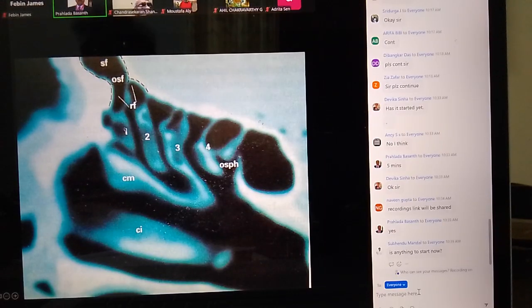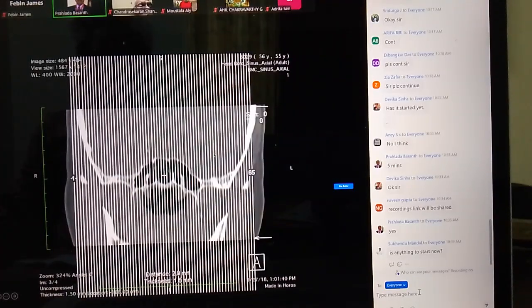Starting from the uncinate process, second the bulla lamella, third the middle turbinate lamella, and the fourth is the superior turbinate lamella, and also the anterior wall of the maxillary sinus, the final one. This is a very important lamella. These slides are thicker, 1.5 mm thickness, and taken at 1 millimeter.